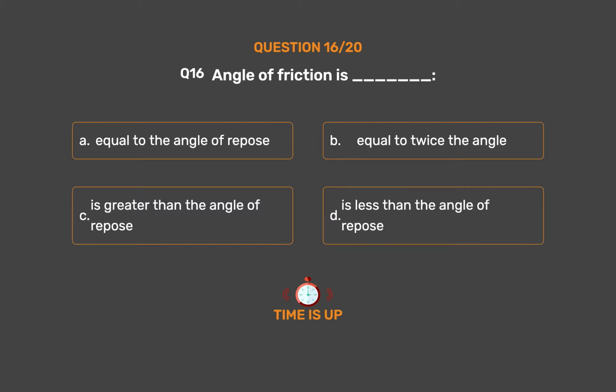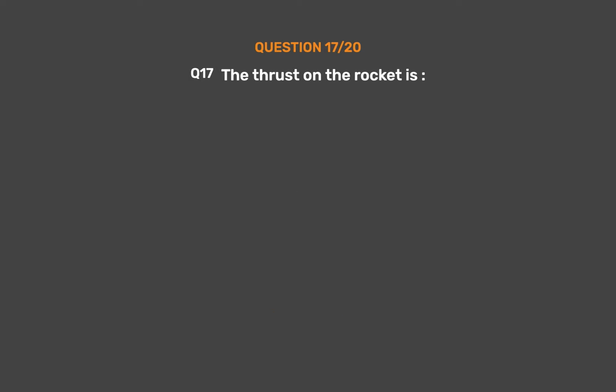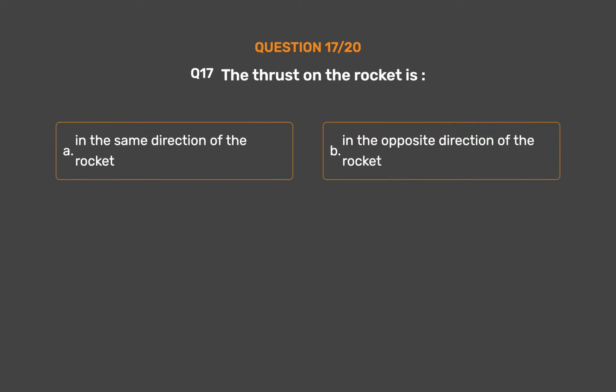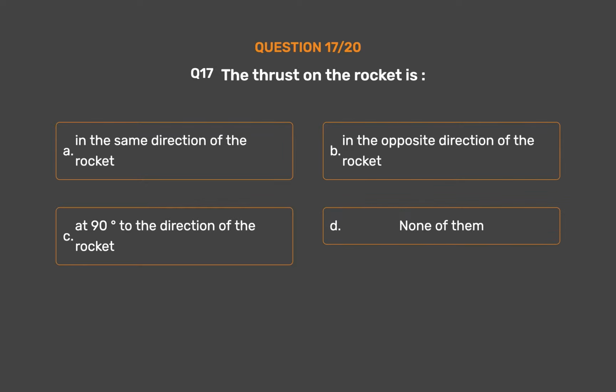The correct answer is option A. Equal to the angle of repose. Question number 17. The thrust on the rocket is Option A. In the same direction of the rocket. Option B. In the opposite direction of the rocket. Option C. At 90 degrees to the direction of the rocket. Option D. None of them.